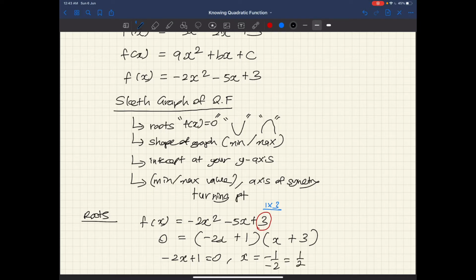Alright, the next part of x: x plus 3 equals 0. Therefore my x equals negative 3. So I have my x defined. First is 1 over 2, another one is negative 3. Next part, you need to define your shape.